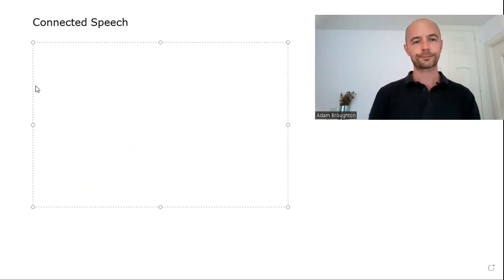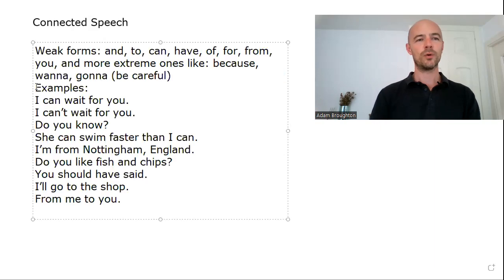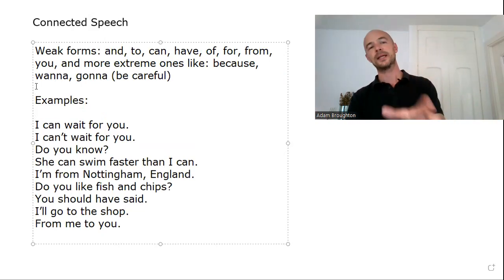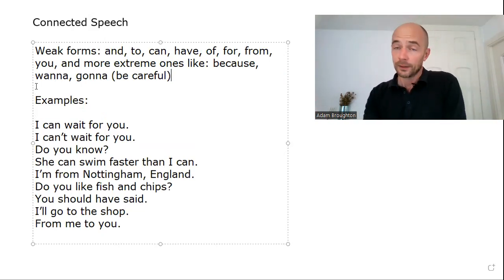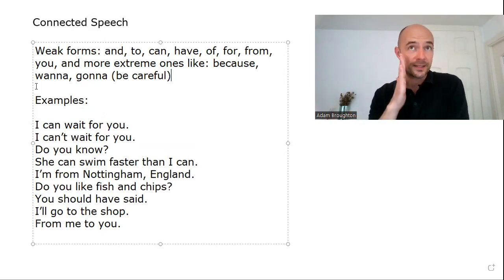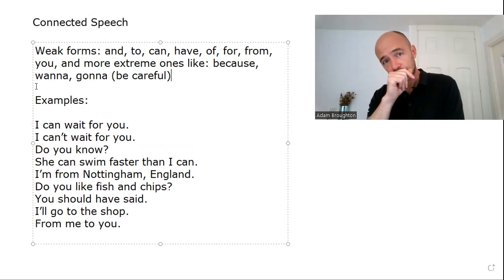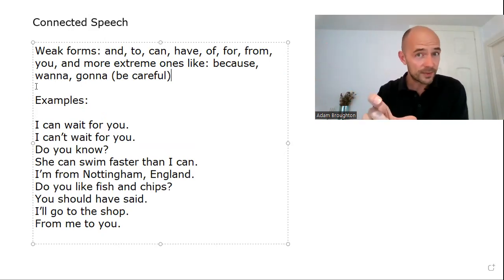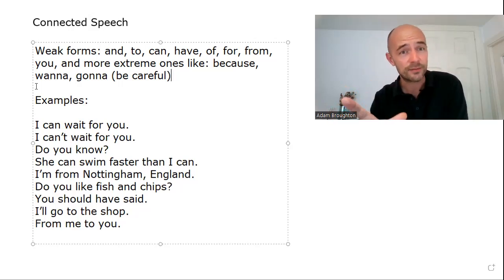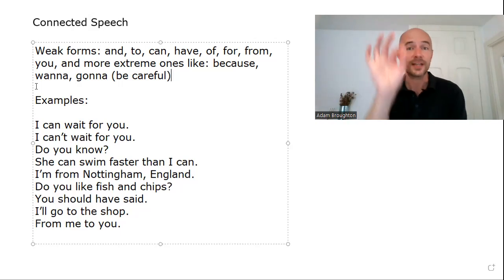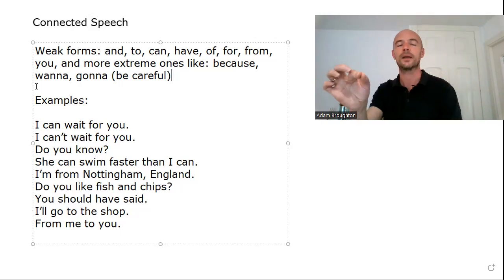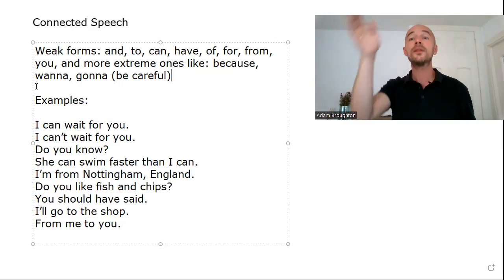So then we've got what we call the weak forms. Now, the weak forms are also very important, and these are, again, related to the fact that English is a stress-based language, not a syllable-based language. So the important words in a sentence, often the subjects, but not always, the verbs definitely, the nouns, some adjectives, they're all the words which have the stress in the sentence. So not all syllables are pronounced exactly the same with the same length. Only the important words, okay?